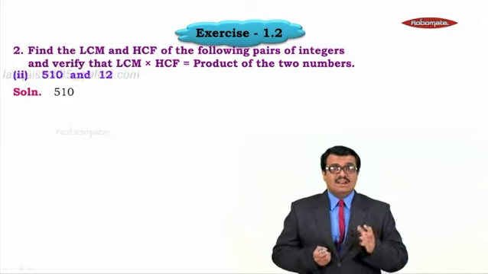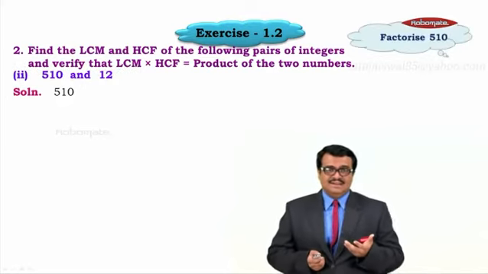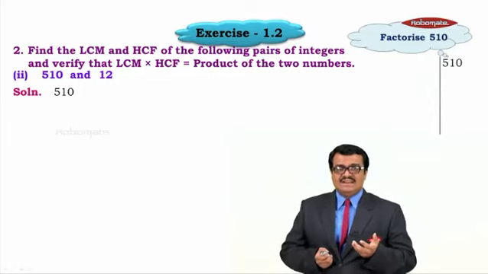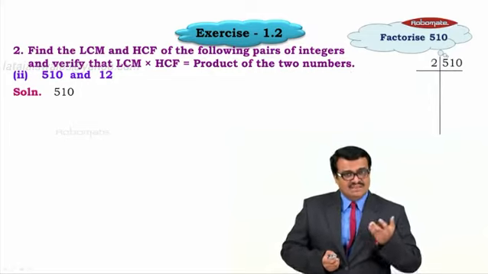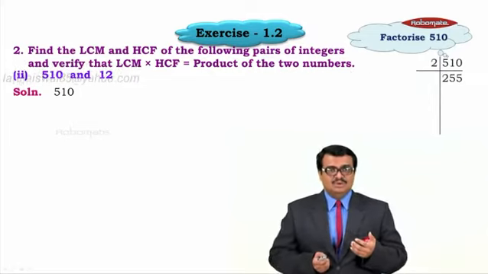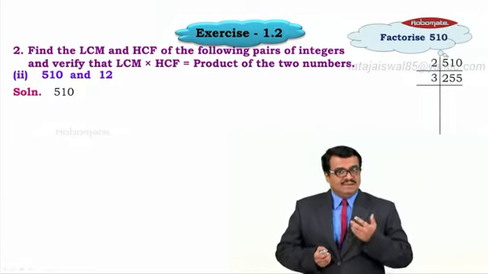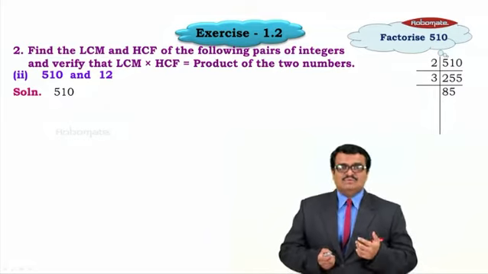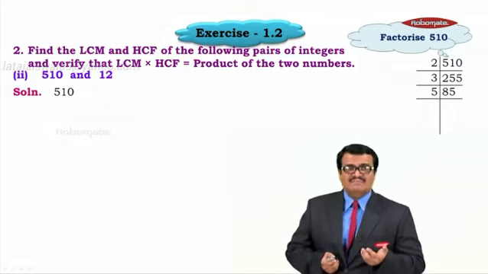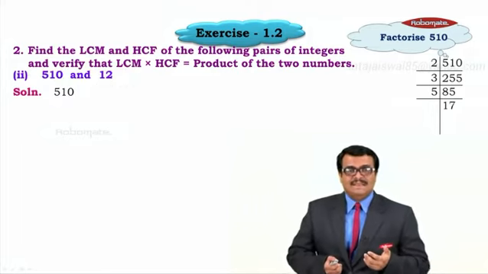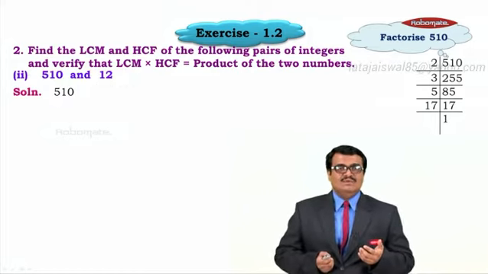We'll take the first number and do prime factorization of 510. So let us factorize 510. 510 is an even number, so we'll go on dividing it by 2. 2 255s are 510. Now it is not divisible by 2, so we'll divide it by 3. 3 85s are 255. Now again we'll divide by 5, because it is not divisible by 3. So 5 17s are 85, and 17 1s are 17.